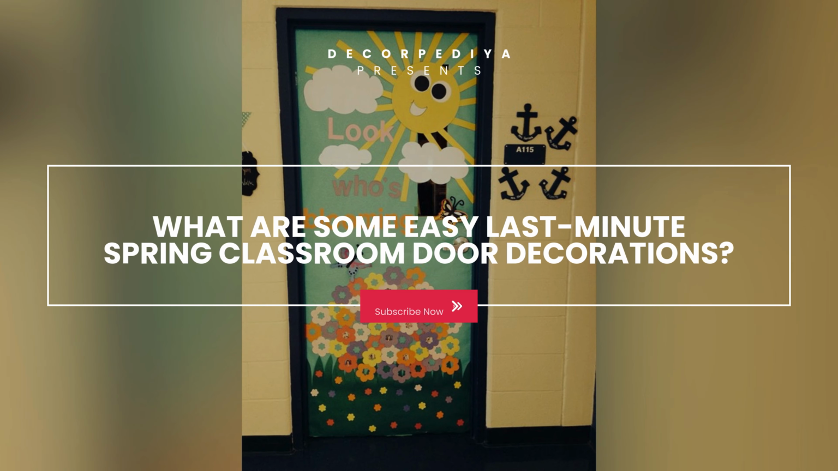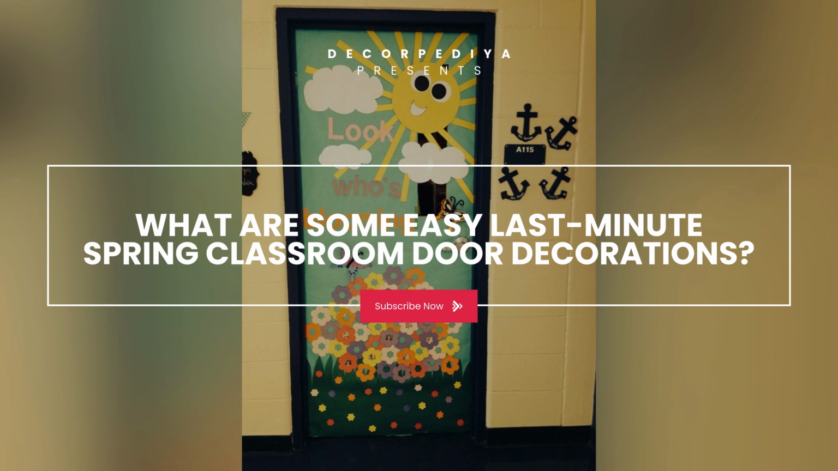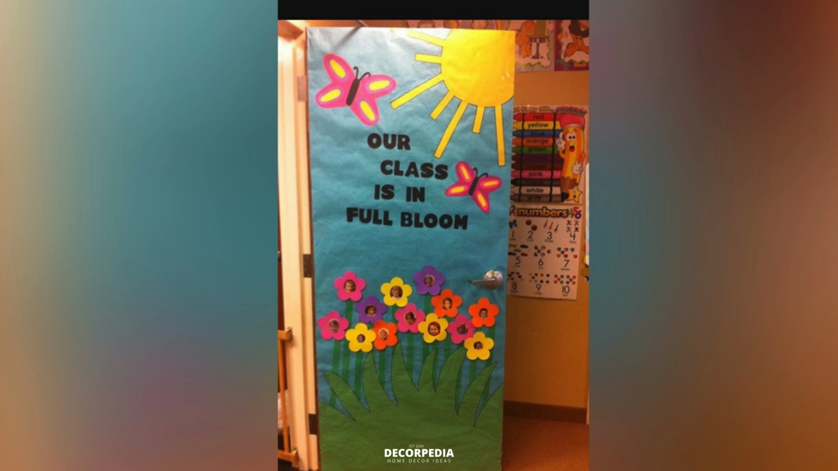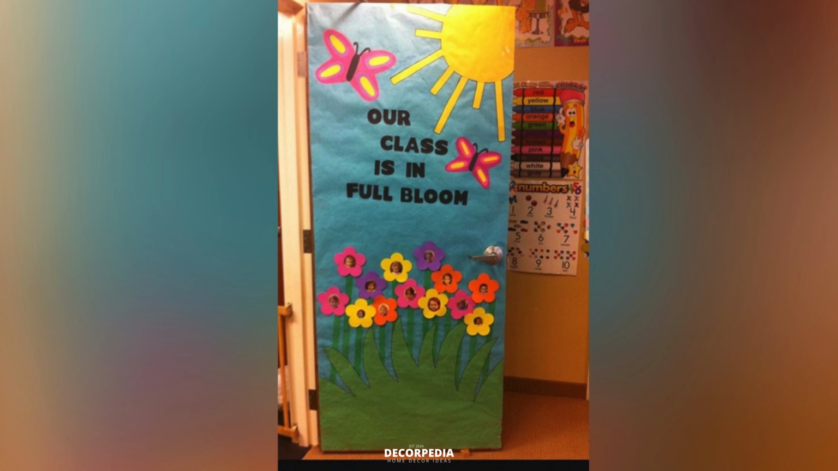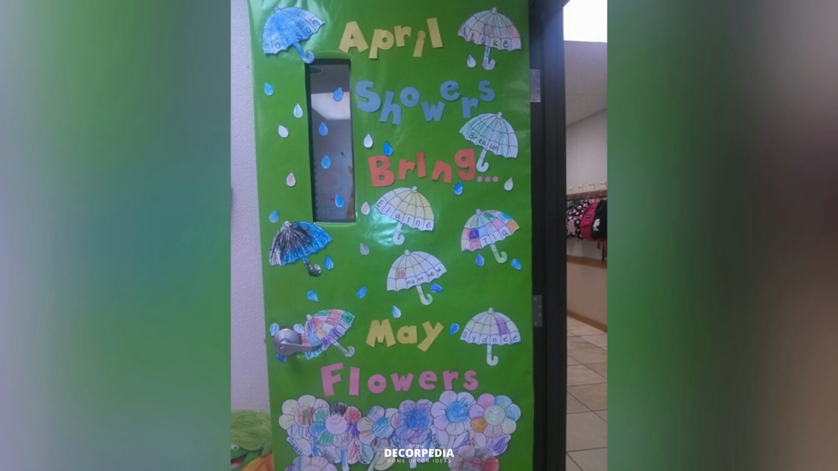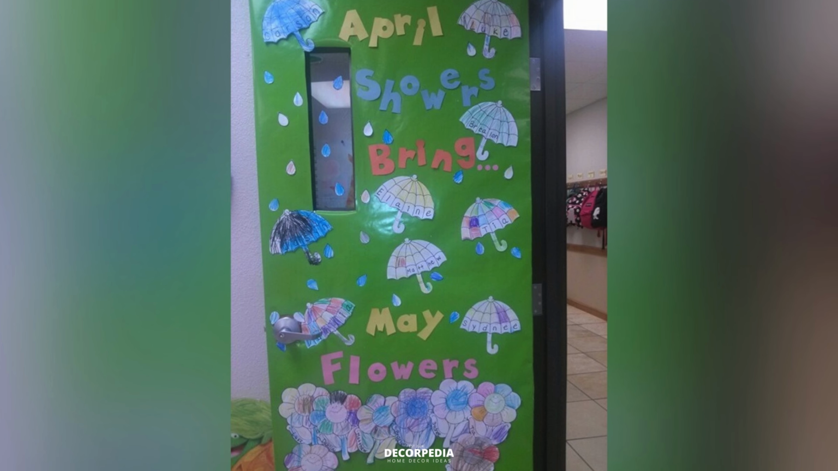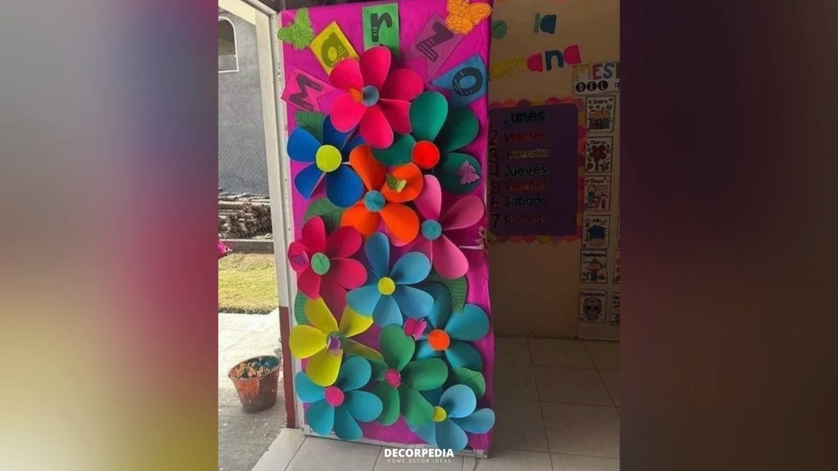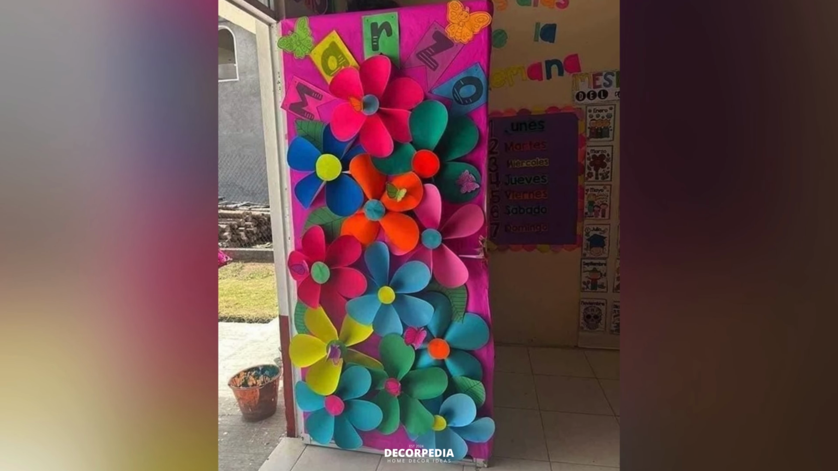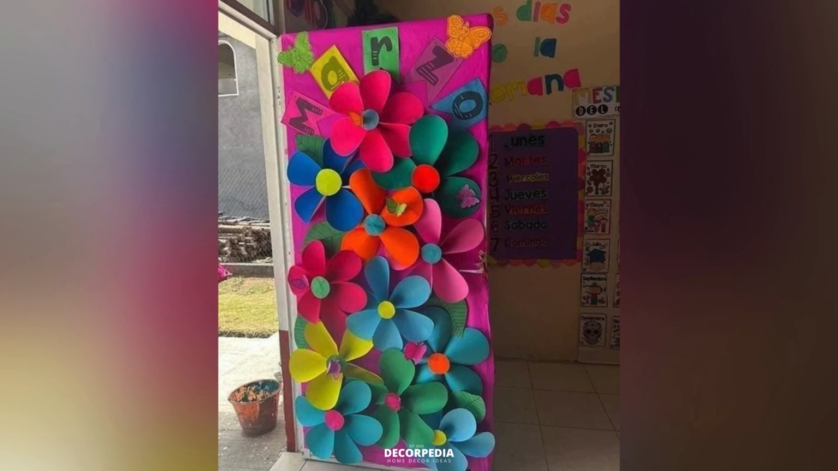What are some easy last-minute spring classroom door decorations? If you're short on time, simple but effective decorations can still make a big impact. A quick paper flower border using pre-cut flowers and vines instantly adds a spring feel. A large printed poster with a spring quote, like "Bloom where you are planted," creates an effortless but meaningful decoration.